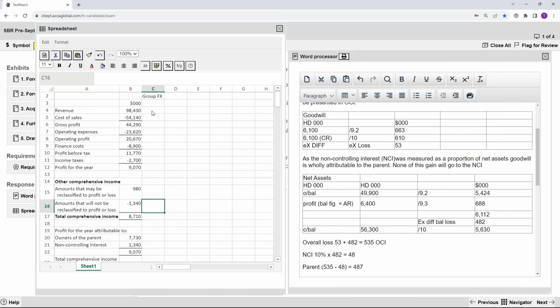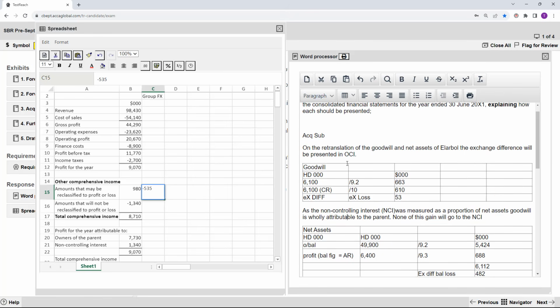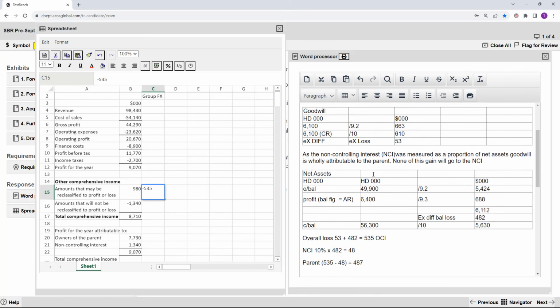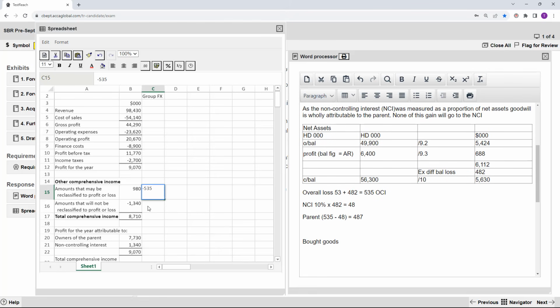It goes in OCI, and it may be reclassified to the profit and loss account. So we're putting in there 535. If we wanted to expand the exchange in OCI, it may be reclassified, if we wanted just to add a little bit of extra something there.